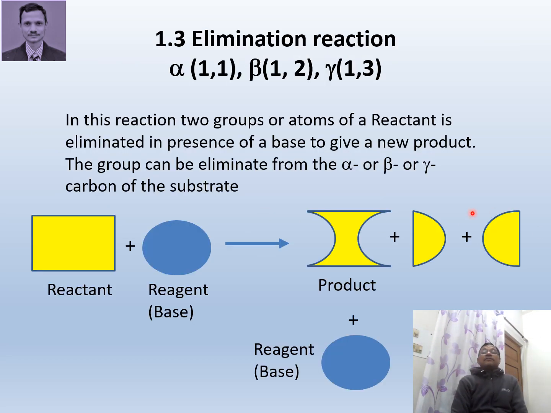Now the third type of reaction is the elimination reaction. In elimination, what happens when the attacking reagent attacks the reactant? Two parts of this reactant are eliminated, like here, two parts are eliminated in the presence of a reagent, and a new product is generated. So this basically takes place in the presence of a base.